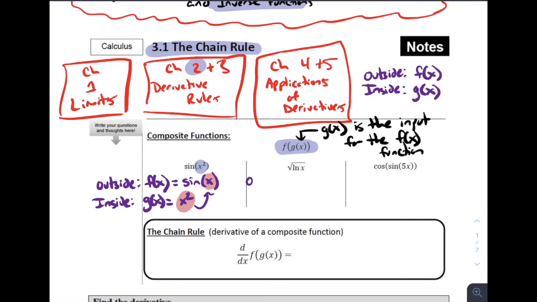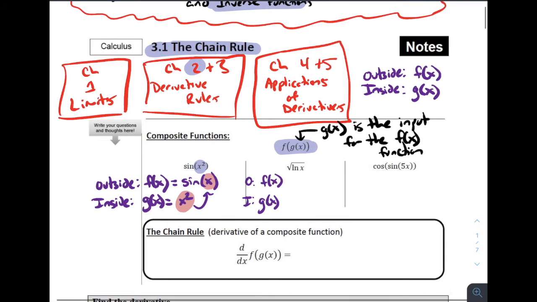What about for this next one? Our outside function f of x and our inside function g of x. Here we notice that this natural log function, ln of x, is inside of the parentheses. It's under the parentheses. So I'm going to label that as my inside function, my g of x, the natural log of x.